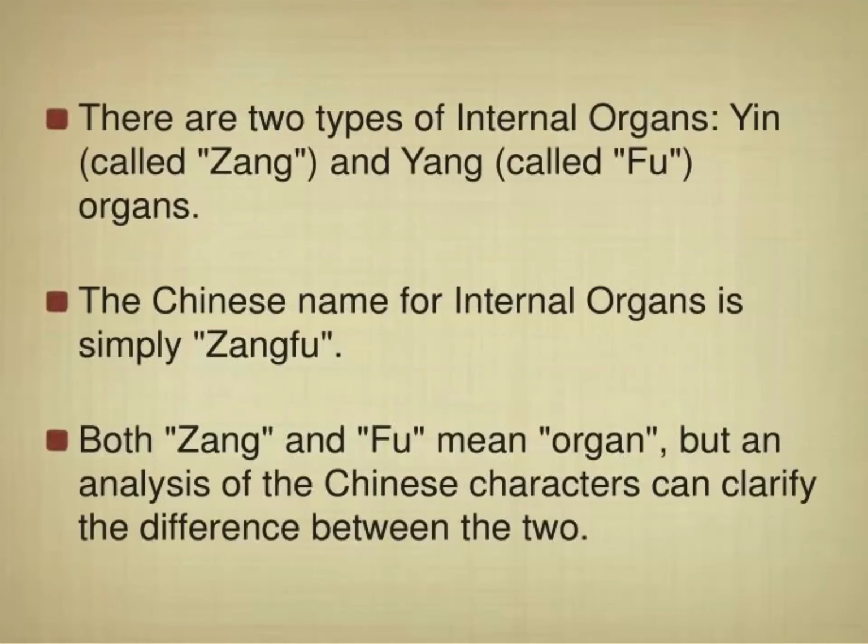There are 2 types of internal organs, yin called zhang and yang called fu organs. The Chinese name for internal organs is simply zhang fu. Both zhang and fu mean organ, but an analysis of the Chinese characters can clarify the difference between the two.